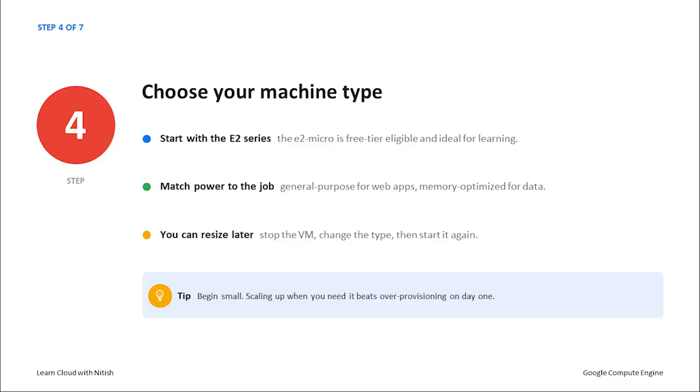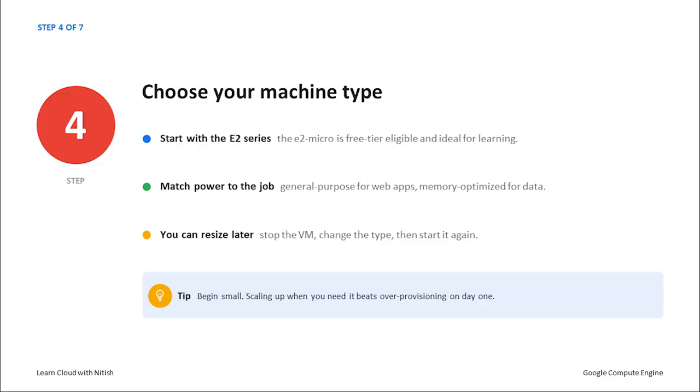Step 4. How powerful should your machine be? This is the machine type. Google groups machines into families. For learning, start with the E2 series and specifically the E2 Micro, which is free tier eligible. It's small, but it's perfect for following along and experimenting.